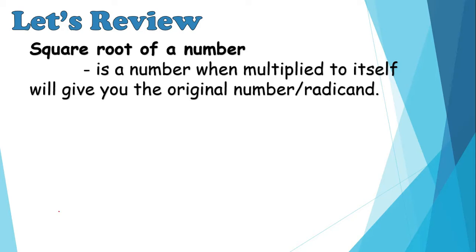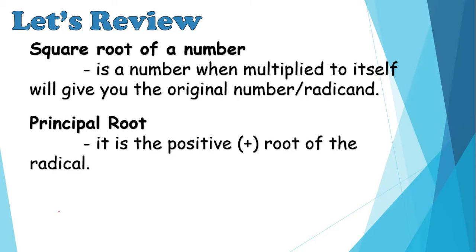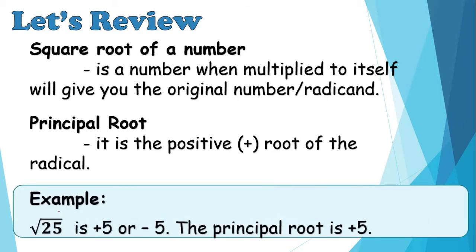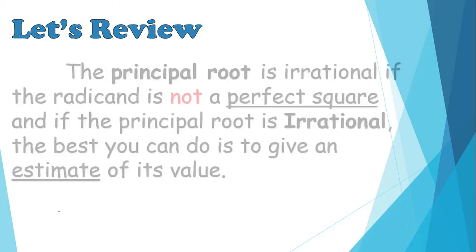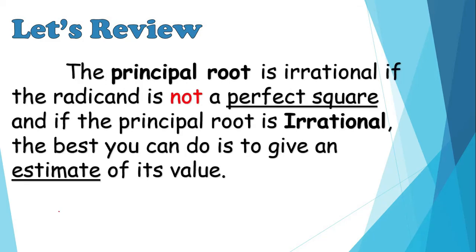So, square root of a number, it is a number when multiplied to itself will give you the original number or the radicand. Principal root, it is the positive root of the radical. Example, square root of 25 is positive 5 or negative 5. The principal root is positive 5. The principal root is irrational if the radicand is not a perfect square. And if the principal root is irrational, the best you can do is to give an estimate of its value. So, nung nakaraan, nag-estimate tayo in finding the two consecutive integers na malapit dun sa mismong radicand natin.